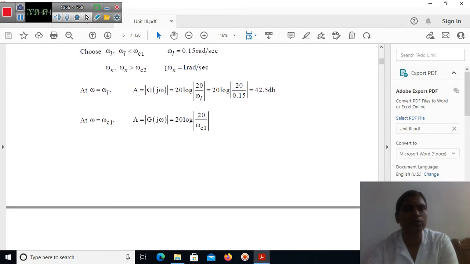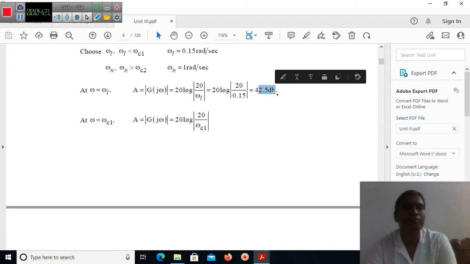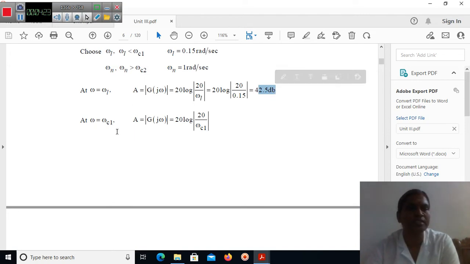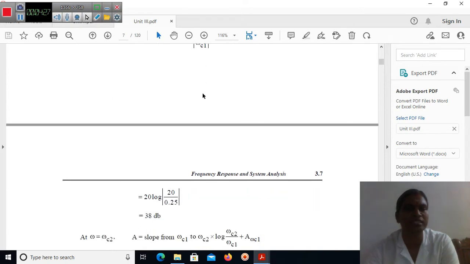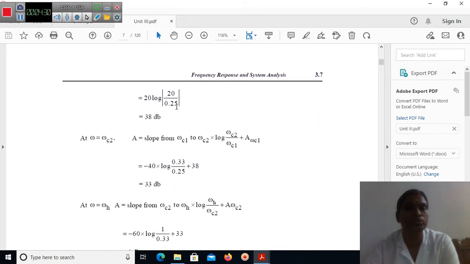Next we have to calculate the gain value. What is the gain value? Modulus of G of j omega is equal to 20 log of 20 divided by the lower frequency, omega L. We know the lower frequency is 0.15, so we get a value of 42.5 dB. At omega equal to omega C1, we have to find 20 log of 20 divided by omega C1, where omega C1 is equal to 0.25.